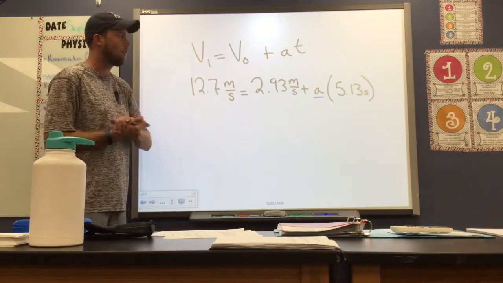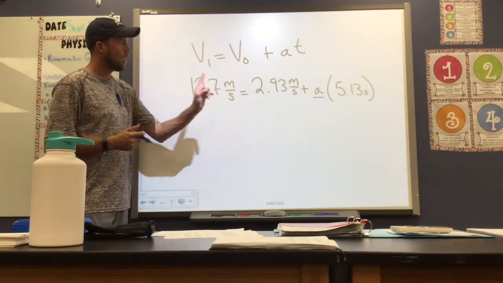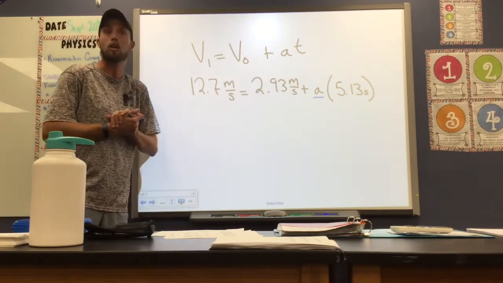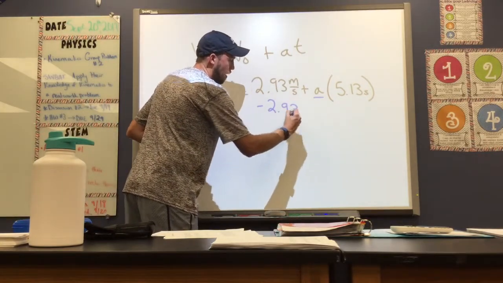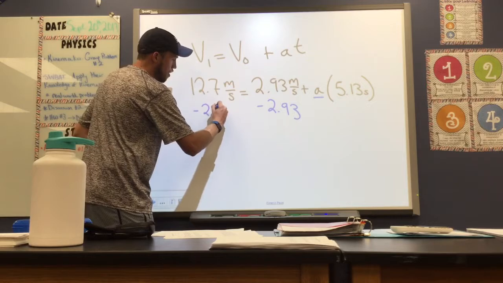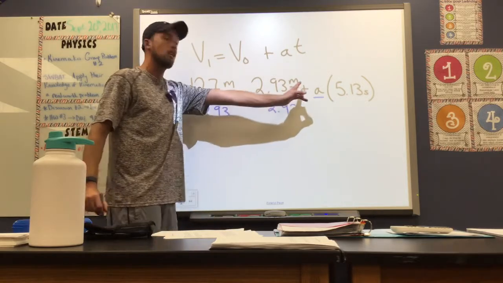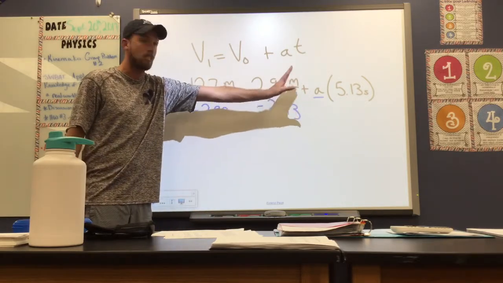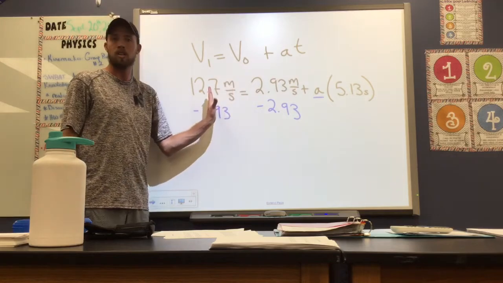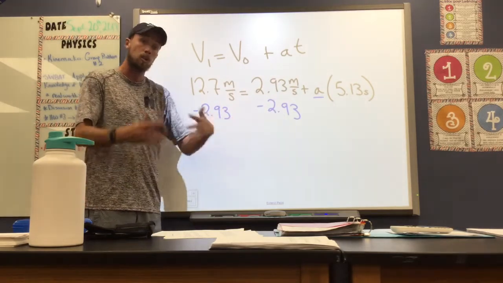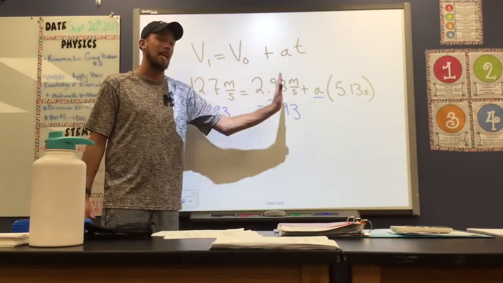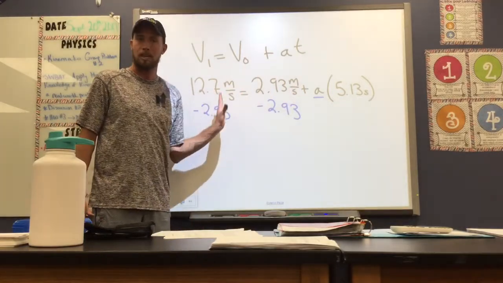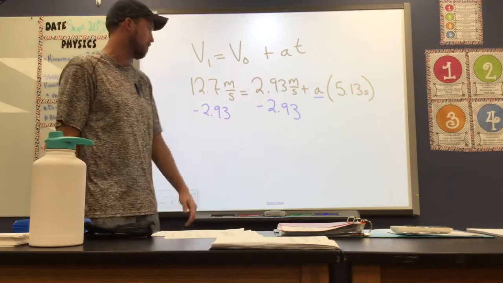So to get A by itself, the first thing I can probably do here is get rid of this 2.93 meters per second. So I'm going to subtract that value on both sides of my equation. Okay? Another helpful clue is that notice the units, meters per second, are the same for this quantity as well as this one on the left, meaning I can add or subtract them to help simplify my equation down. If my units are not the same, I cannot add or subtract them. Okay, that's only for addition and subtraction.